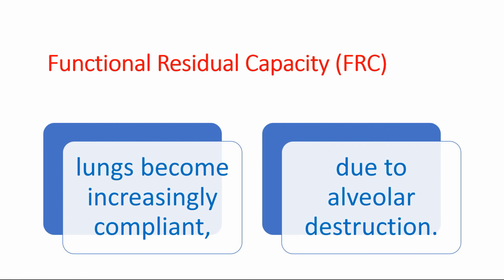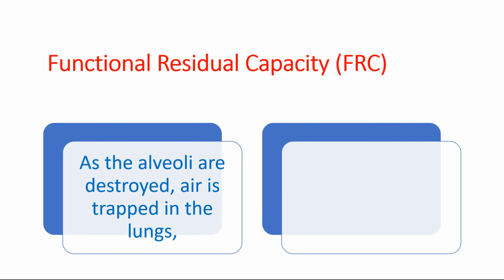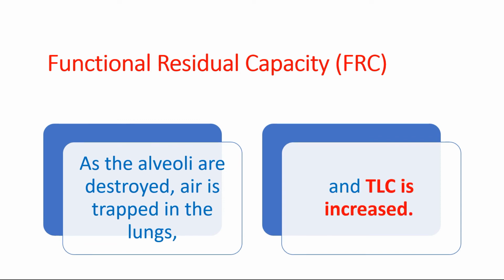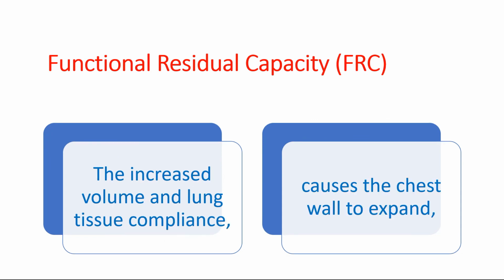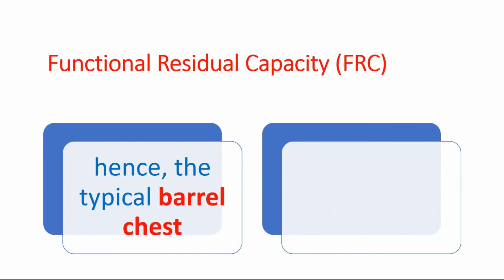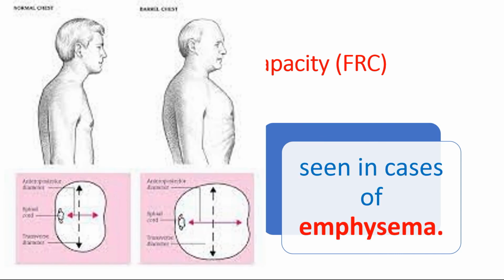In obstructive lung diseases, the lungs become increasingly compliant due to alveolar destruction. As the alveoli are destroyed, air is trapped in the lungs and total lung capacity increases. The increased volume and the lung tissue compliance cause the chest wall to expand and give the characteristic barrel-shaped chest, which we see in emphysema.